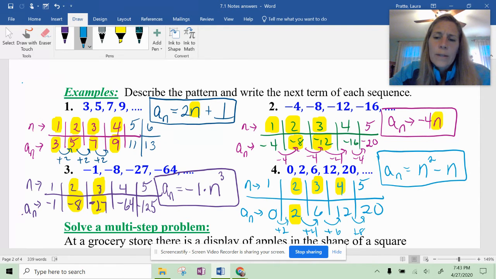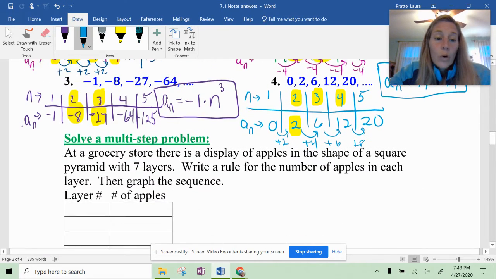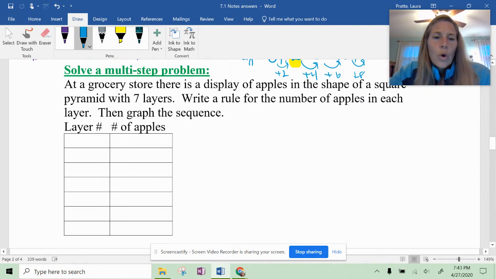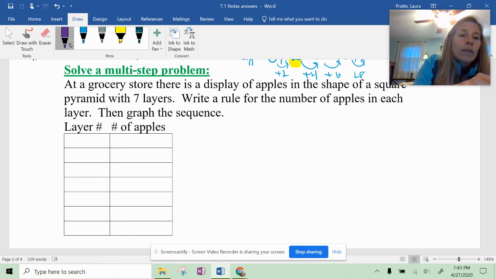All right, so that was a little tricky. When we take the quiz, for the most part, the ones you'll be able to use the formulas you're going to learn over the next 2 days. Don't panic about that. Plus, you have multiple choice. So when you have multiple choice, you can work backwards and check your answers. So no worries there. Okay, so let's do this with a word problem. So solve a multi-step problem. At a grocery store, there's a display of apples in the shape of a square pyramid with 7 layers.